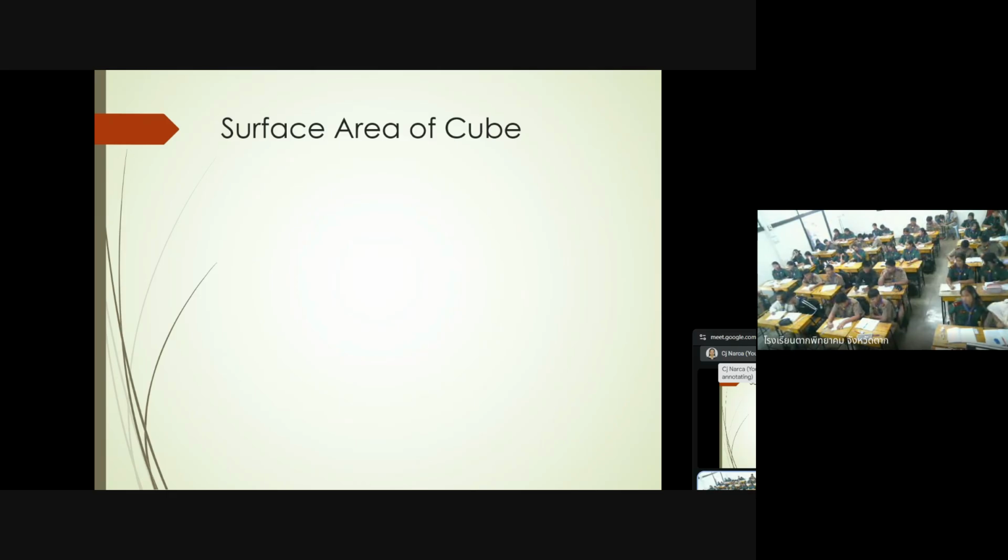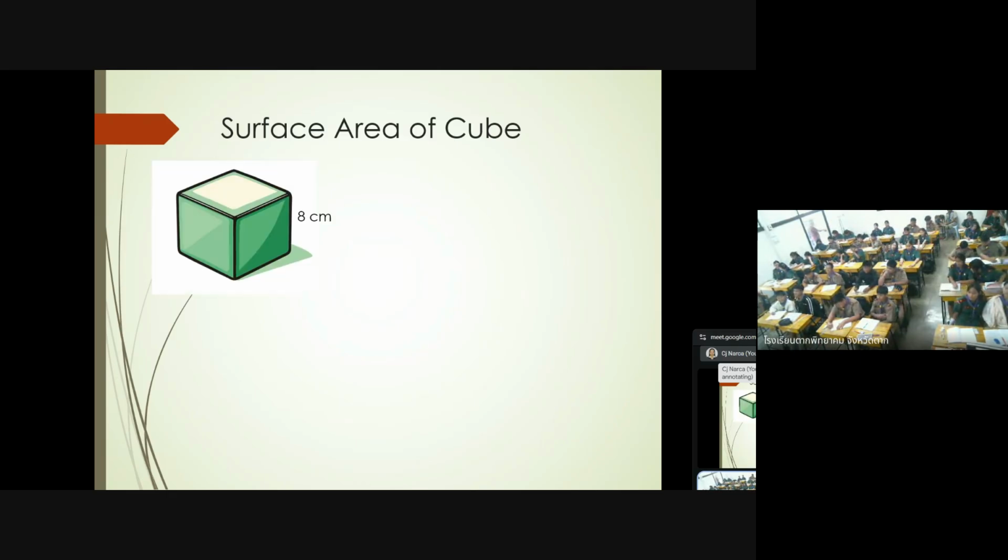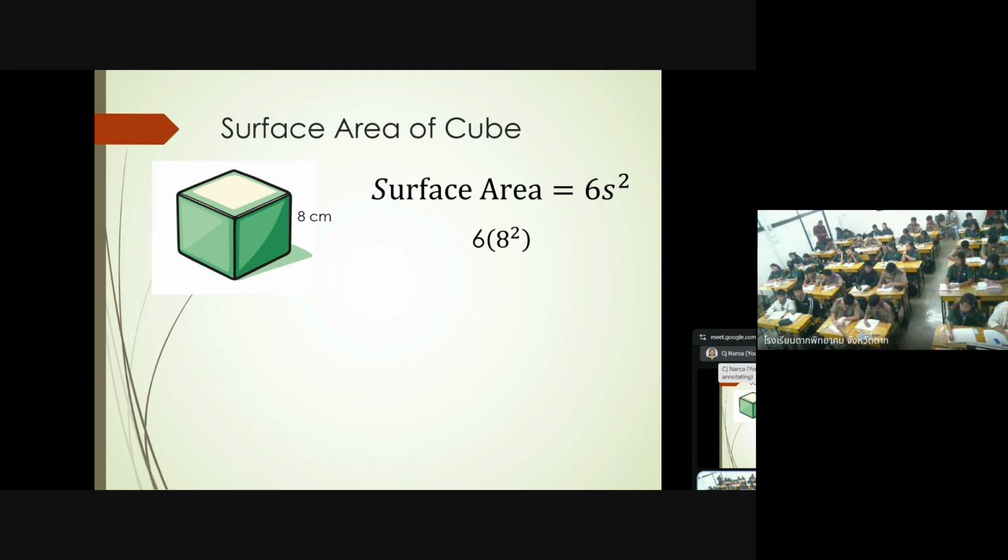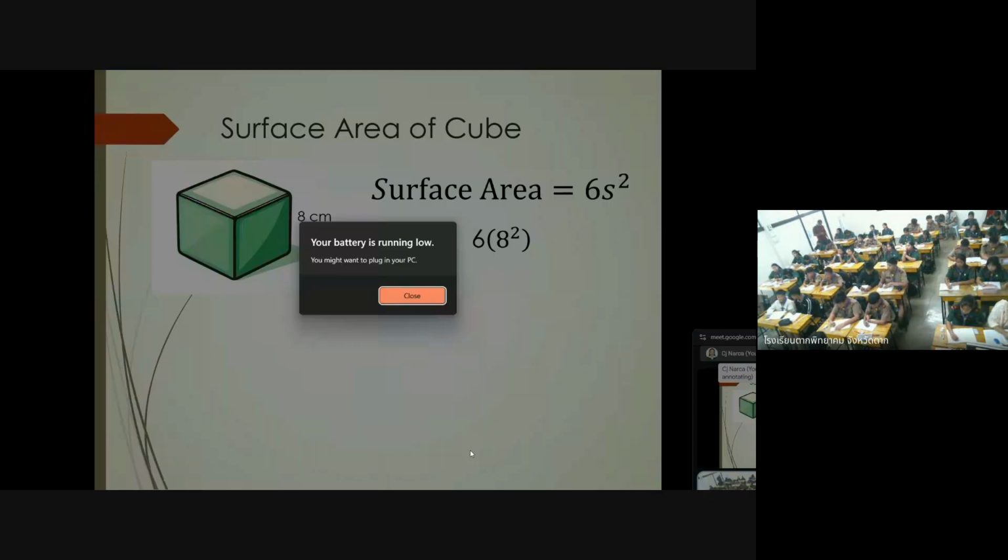Okay? So we have this. Now, remember, in a cube, every side is equal, right? Equal everything. So the formula for getting the surface area of a cube is 6s squared. Okay? That's it. That's the formula. So you just s squared, the side is 8, right? So 8 squared, 8 times 8?